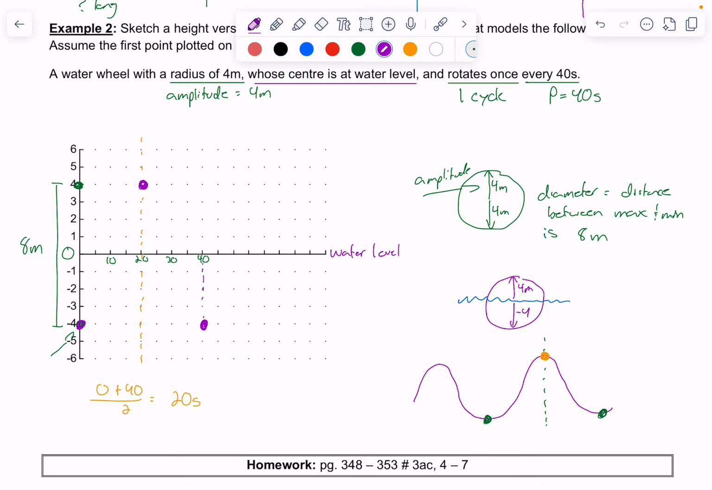And now just connect the dots and draw a smooth curve. You're going from your minimum up, hitting your maximum, then going down and hitting your minimum. If you were to keep this graph going, I'm going to draw in a different color, you would have the same pattern. You'd have this oscillating Ferris wheel, or sorry, water wheel. Doesn't matter the context, it's all the same. So here you can see you have a 4-meter radius and it takes 40 seconds to travel.